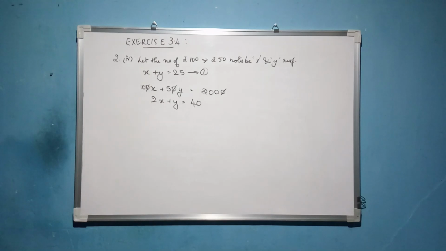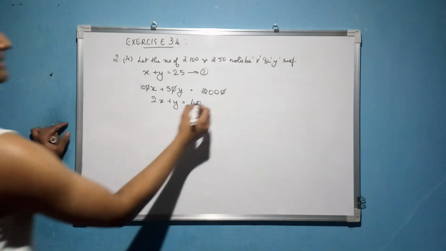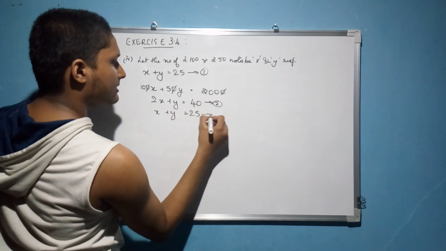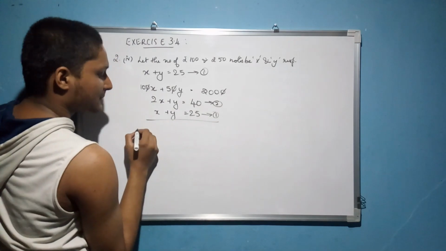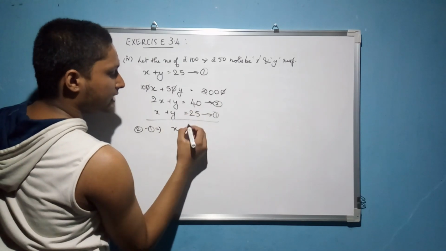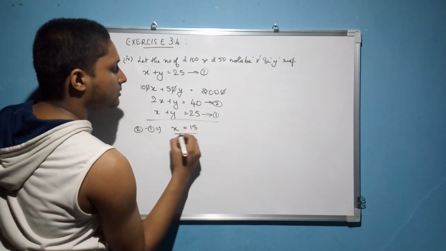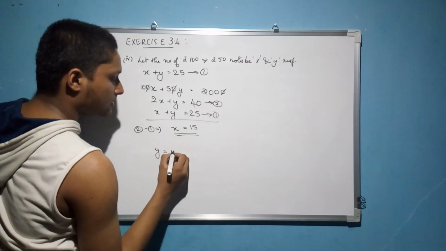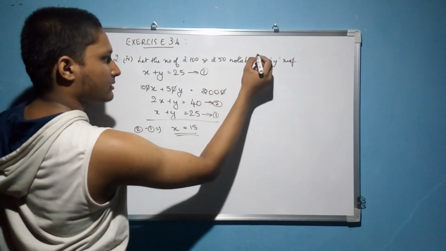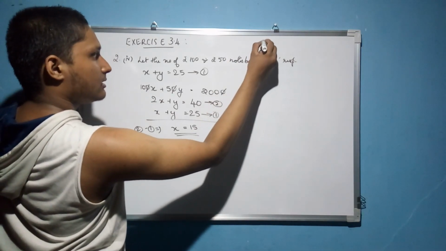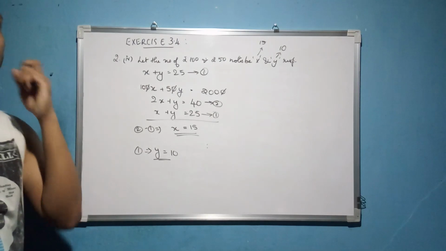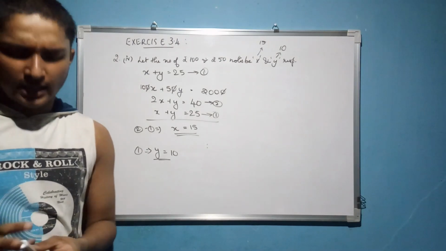So this is the second equation, right? And the first equation is x plus y is equal to 25. So directly subtract 2 minus 1. 2x minus x is x. 40 minus 25 is 15. So x is equal to 15, therefore y is equal to 10 from the first equation. Therefore there were 15 100 rupee notes and 10 50 rupee notes, so that she can get the rupees 2000.